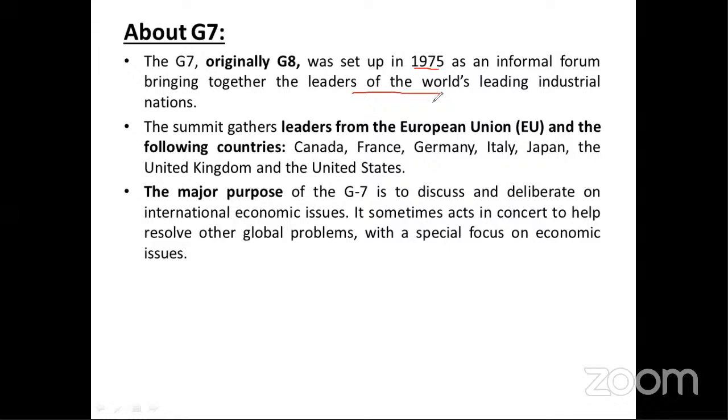The summit gathered leaders from the European Union and the following countries: Canada, France, Germany, Italy, Japan, United Kingdom, and United States. These are 7 countries, the members of G7. The major purpose of G7 is to discuss and deliberate on international economic issues.